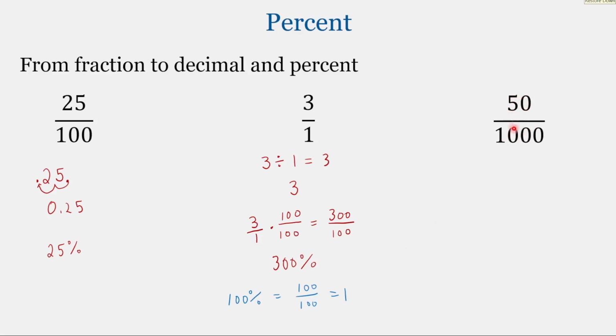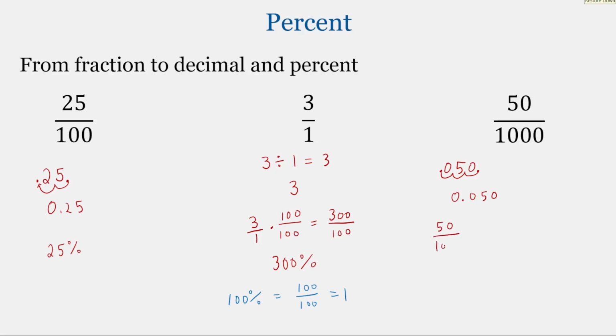Now let's look at this last problem. We have 50 over 1,000. Let's first convert this into decimal form by dividing 50 by 1,000. When we divide by 1,000, we move that decimal point 3 places to the left, and add that 0. So we have 0.050, or 5 hundredths.